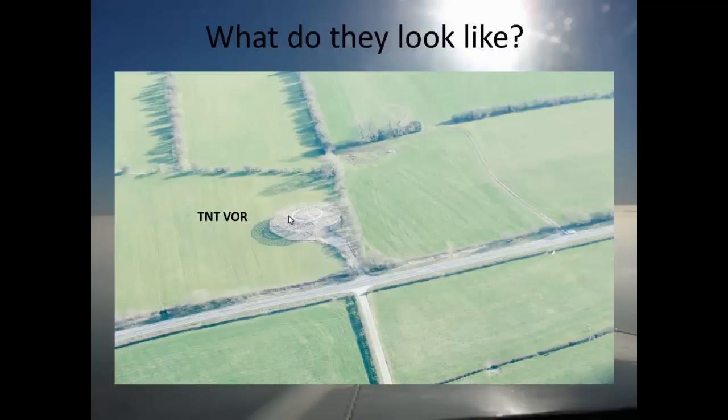Now, this is what they look like on the ground. You may have seen pictures of these taken from a ground level, or you may have even seen them flying and not really knowing what they are. This is what they look like if you ever fly over one. This one is actually the TNT VOR, which is what part 2 is based on. So I'm actually going to be flying over that one in part 2.